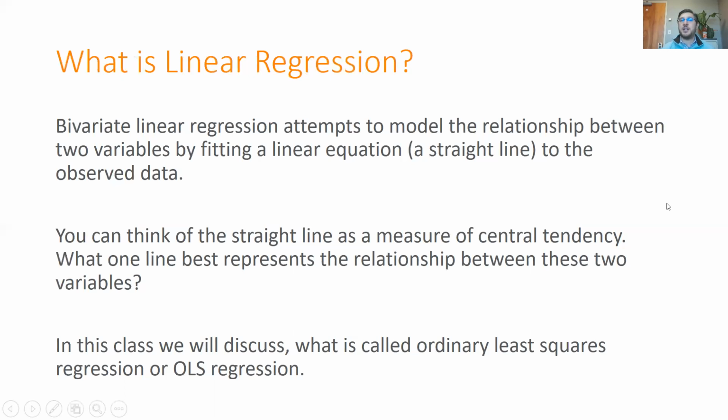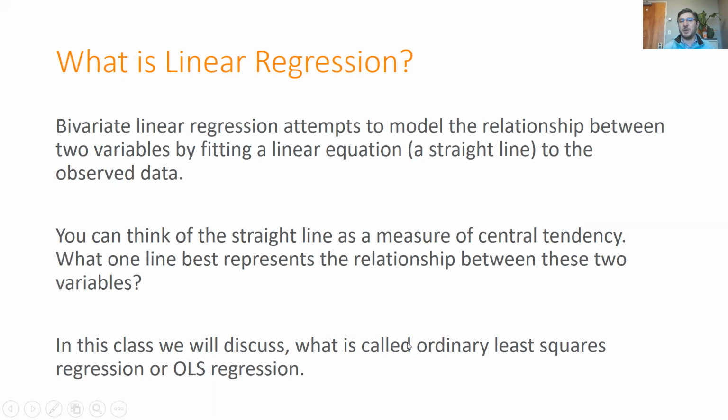So, linear regression. Linear regression is basically trying to model the relationship between two variables by fitting a straight line between two points. We can think of this as a sort of measure of central tendency: what one line best summarizes the relationship between these two variables? If you remember y equals mx plus b from 8th grade algebra, that's basically what we're doing here. We're trying to fit a straight line through a set of points.